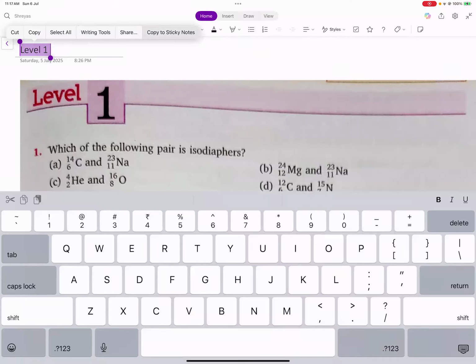See, now I don't want this. I just want it to be. How will I bold it now? Okay. Thank God.